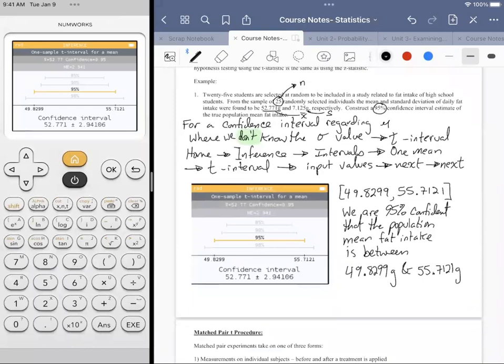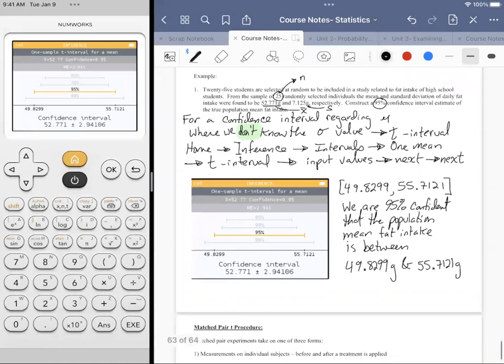In this case, we know it is because it says from the sample of 25 randomly selected individuals, the mean and standard deviation are this and that. So they're spelling it out for us. It's all in the problem. It's just a question of how you read it. Just read it carefully and you're good.